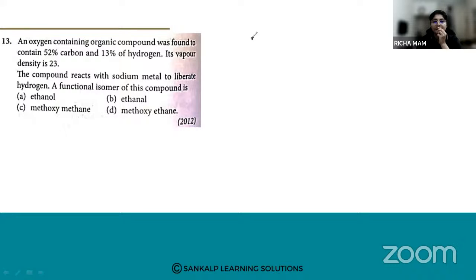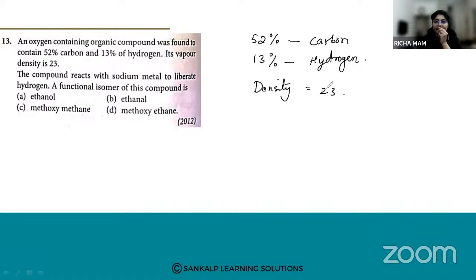They have given 52% carbon, and 13% hydrogen. What about its density? Its vapor density is 23. So what is the functional isomer present? Which organic compound have they asked? How to calculate the molecular mass? Molecular mass is equals to 2 into vapor density.